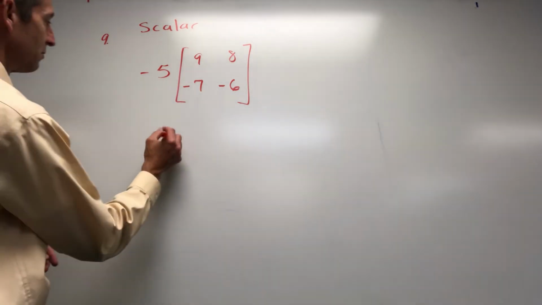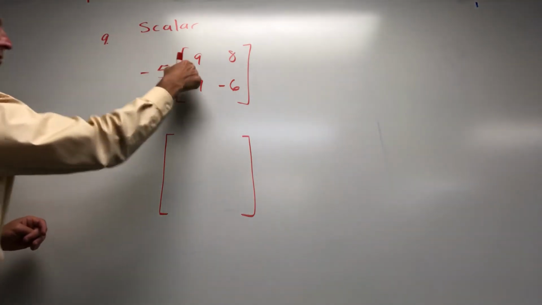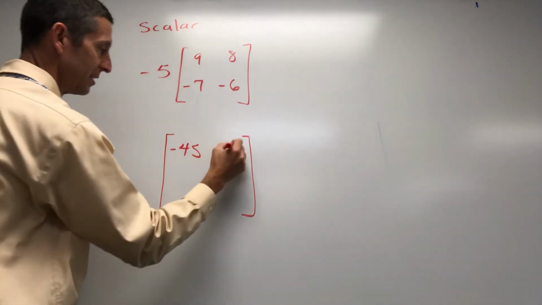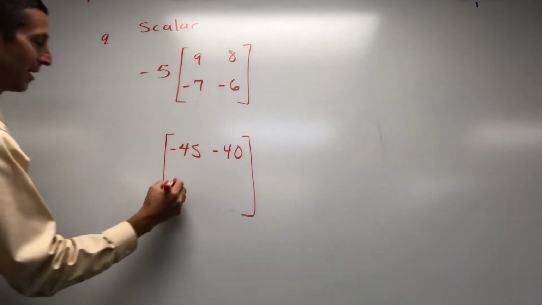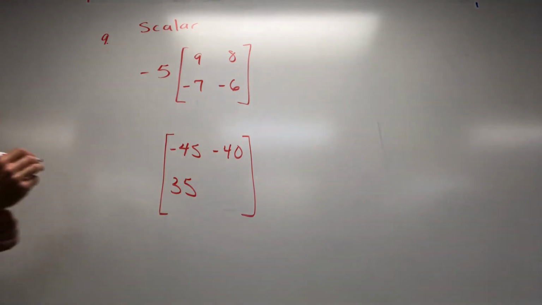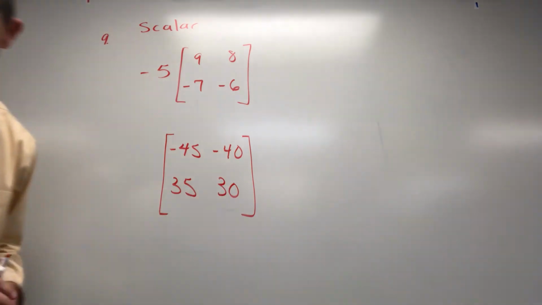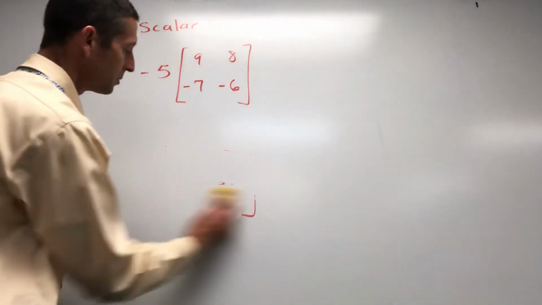So your answer for this is still a 2 by 2 matrix, but negative 5 times 9, negative 45. Negative 5 times 8, negative 40. Negative times negative, positive 35. And then a negative 5 times a negative 6 is a positive 30. So when you hit it by the scalar, that's what it's going to look like. So we get problems built out of this, where you've got to multiply first and then add or subtract some matrices next. Let's see here.